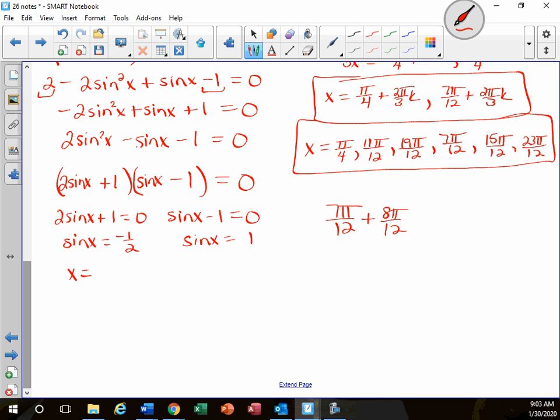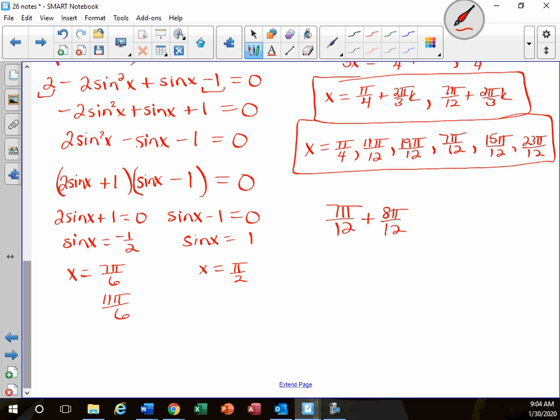Where's sine equal to -1/2? 7 pi over 6, yes. And 11 pi over 6. And where does sine equal 1? Good. Now, again, depending on the directions, if it said solve from 0 to 2 pi, there are your 3 answers.